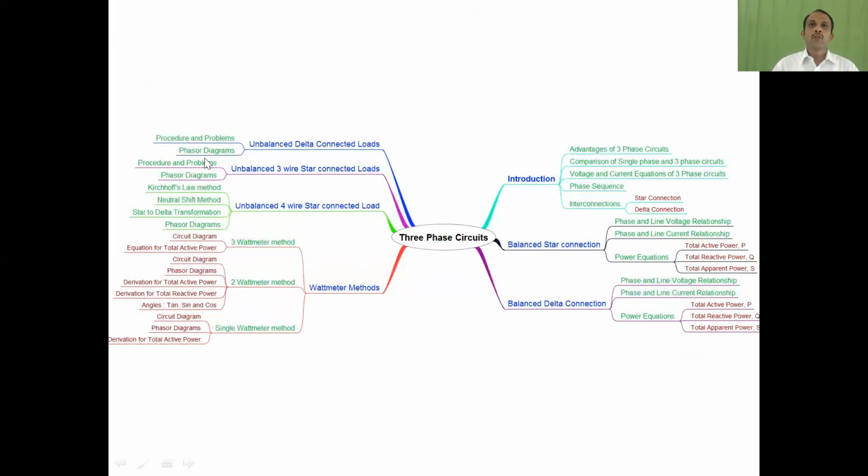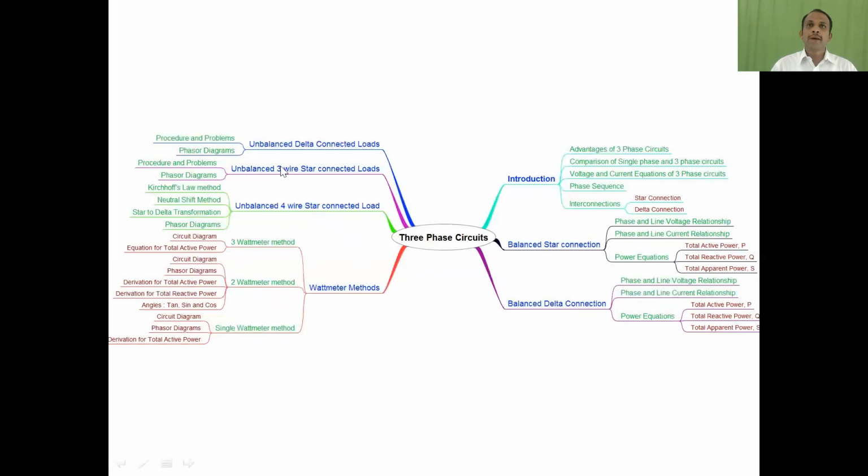Later we come to unbalanced circuits. So this is all dealing with the balanced part. Later we study unbalanced circuits. When you talk about an unbalanced circuit, there is a procedure for each and every interconnection. If it is an unbalanced delta connection, we go according to the procedure. We derive line voltages, phase voltages, line currents, phase currents, and the total active power, total reactive power, and total apparent power. Similarly, we draw the phasor diagrams.